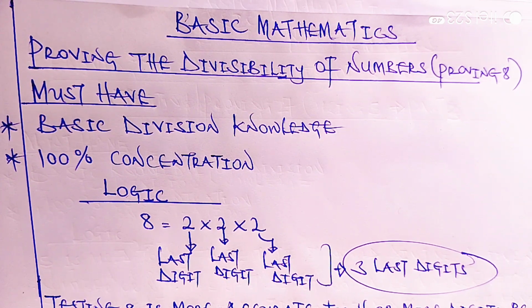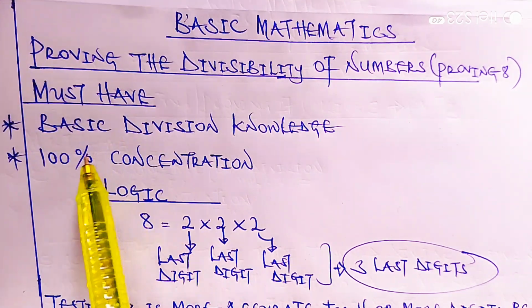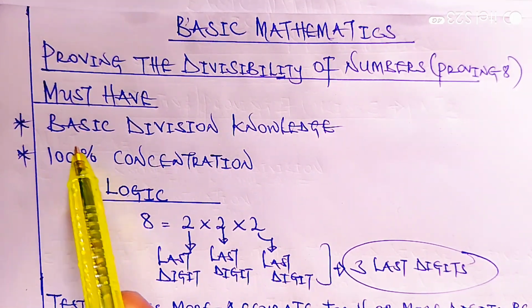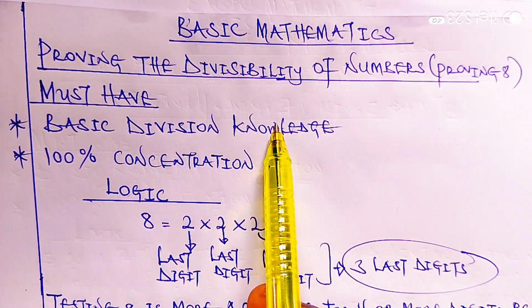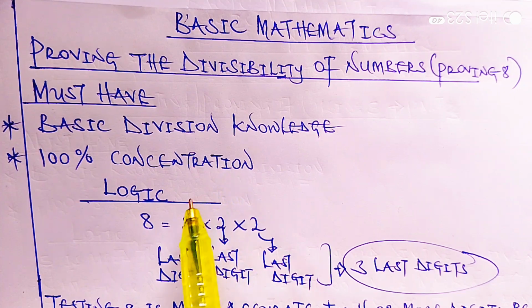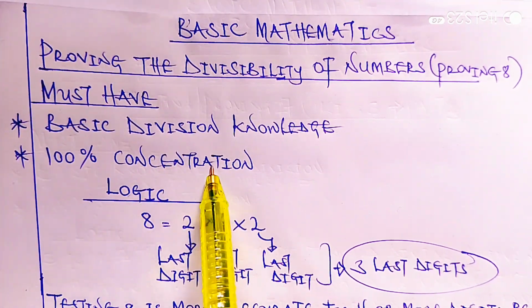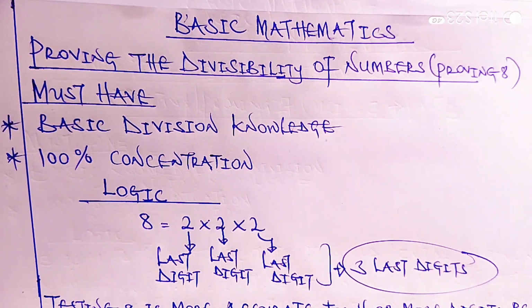So the basics you always go through, which are the must-haves. These are the things you must have for you to understand whatever we have to take today. The first is basic division knowledge. So if you don't know how to divide numbers, it's very, very important to go through that, if this is the first time you're going through this channel. The next is 100% concentration. If you don't concentrate 100%, there's no way you will get 100% understanding.